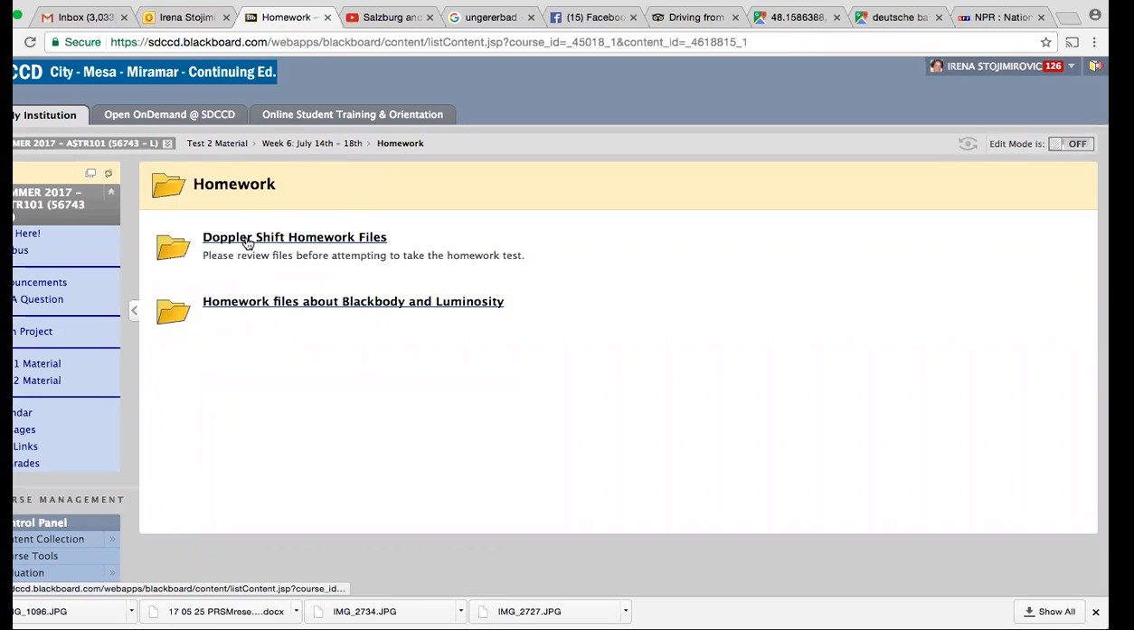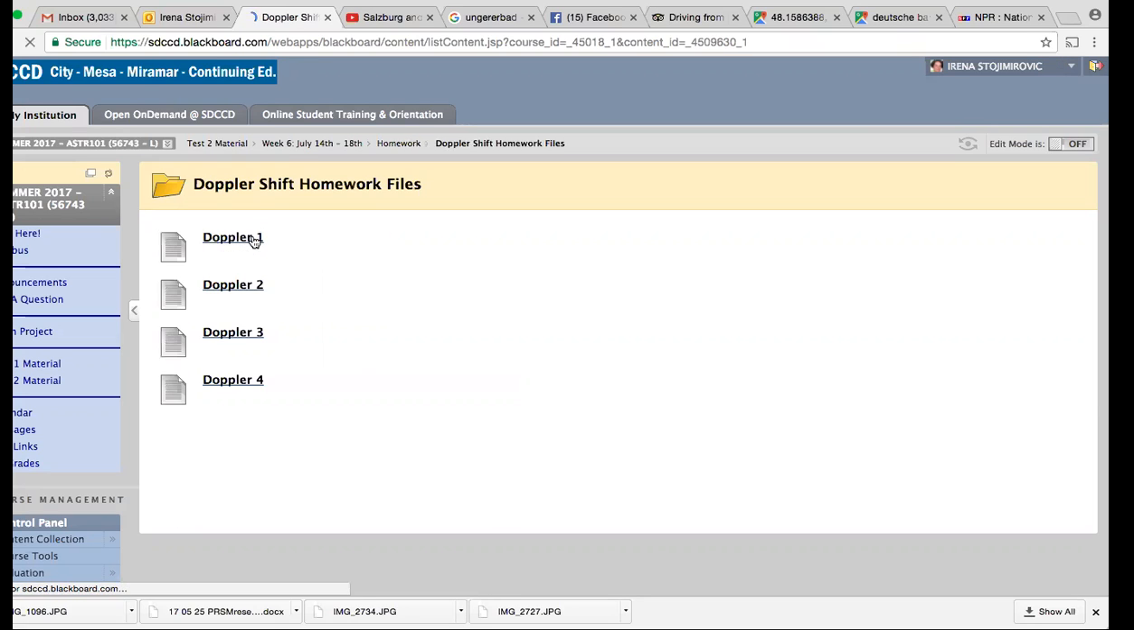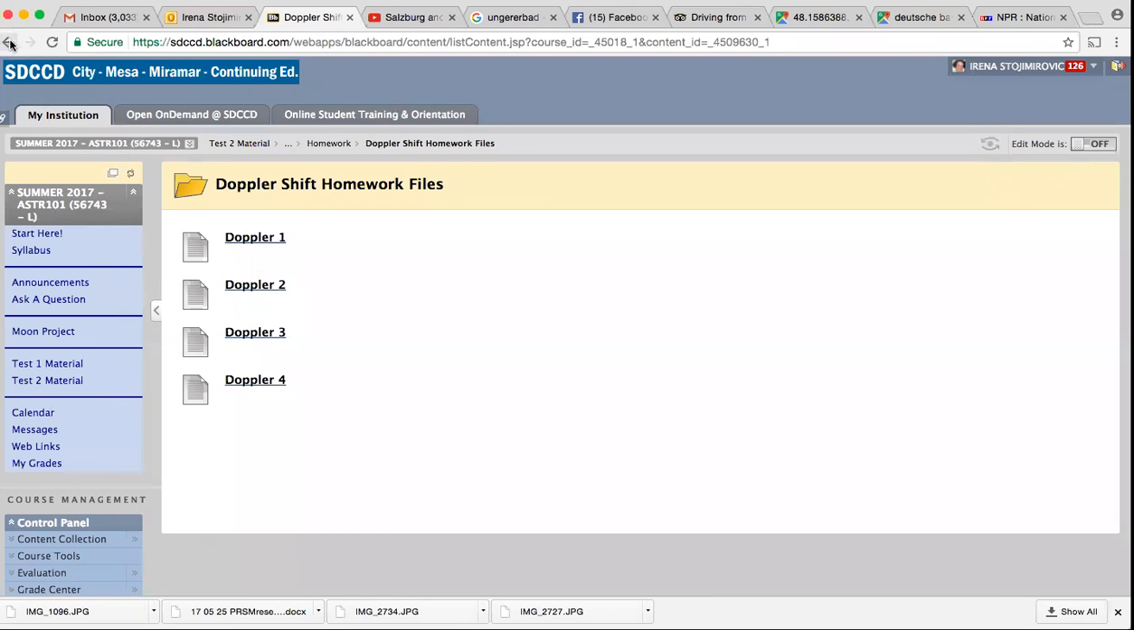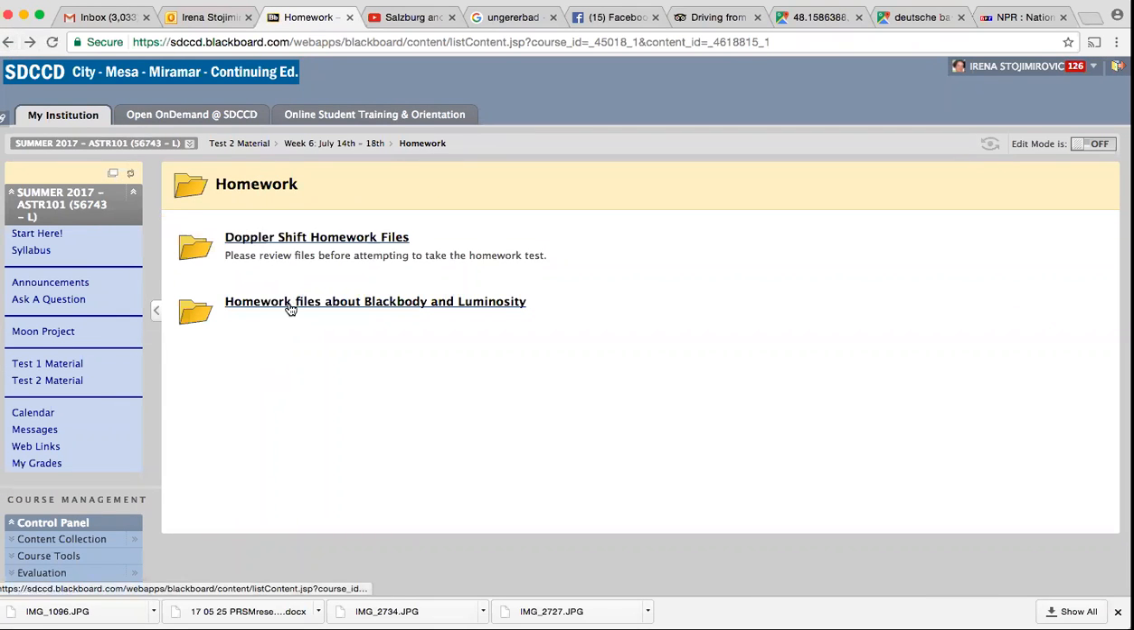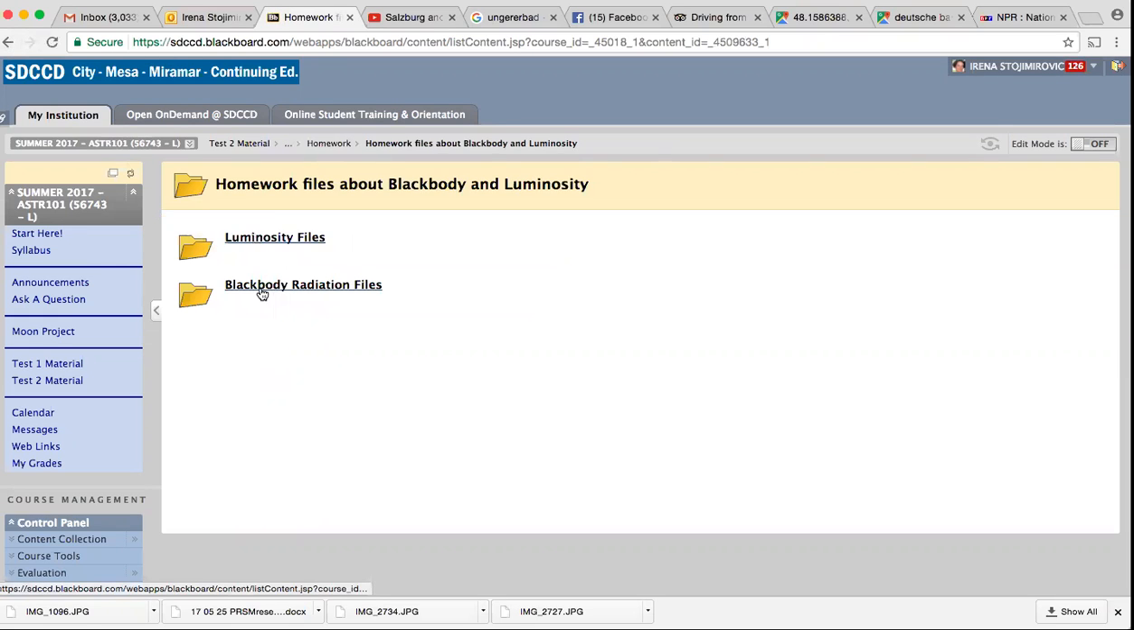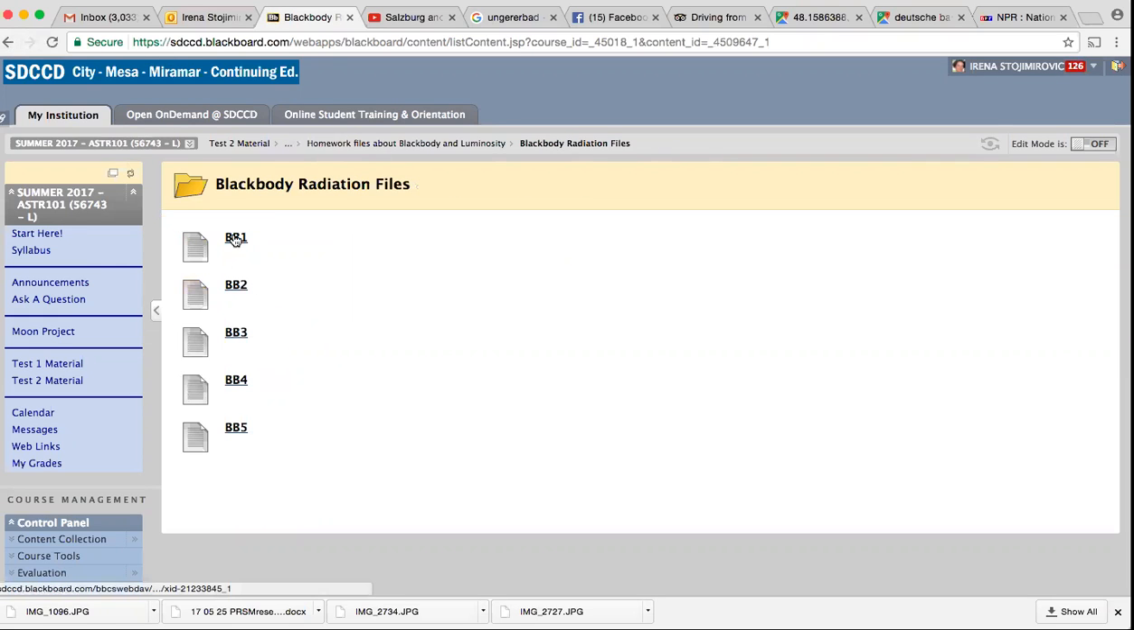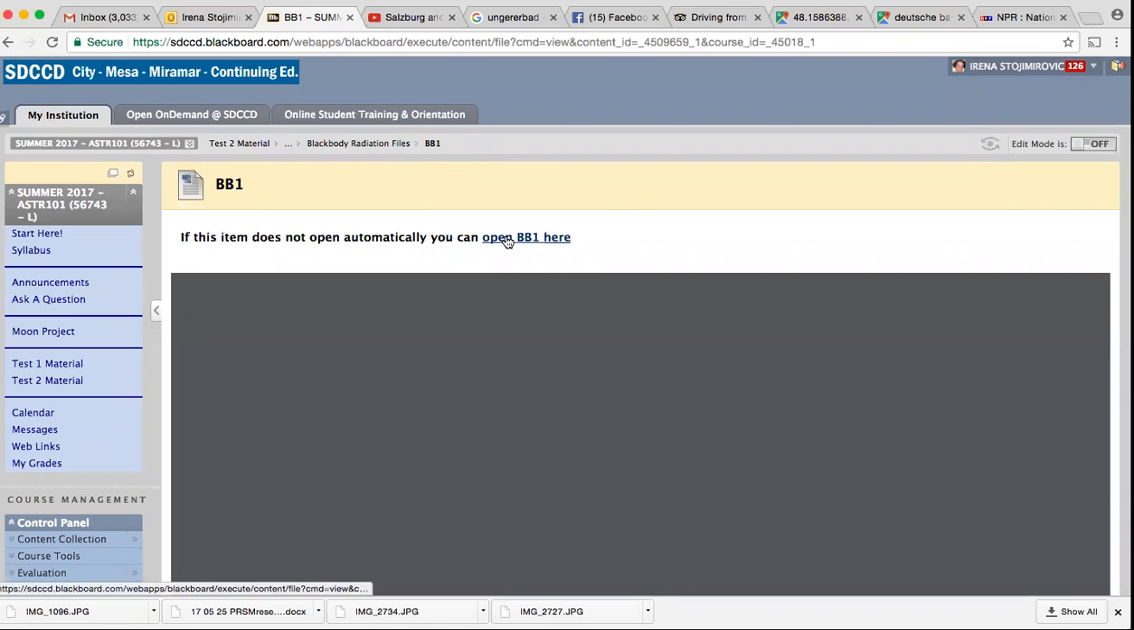Which one, Doppler shift or the black body? The Doppler shift. Okay, the other one is harder actually. I think the hardest one is the black body. Okay, we'll start with that one then. So black body, fine. So luminosity should be easy. Let's see, black body. Number one, I think it's easy.